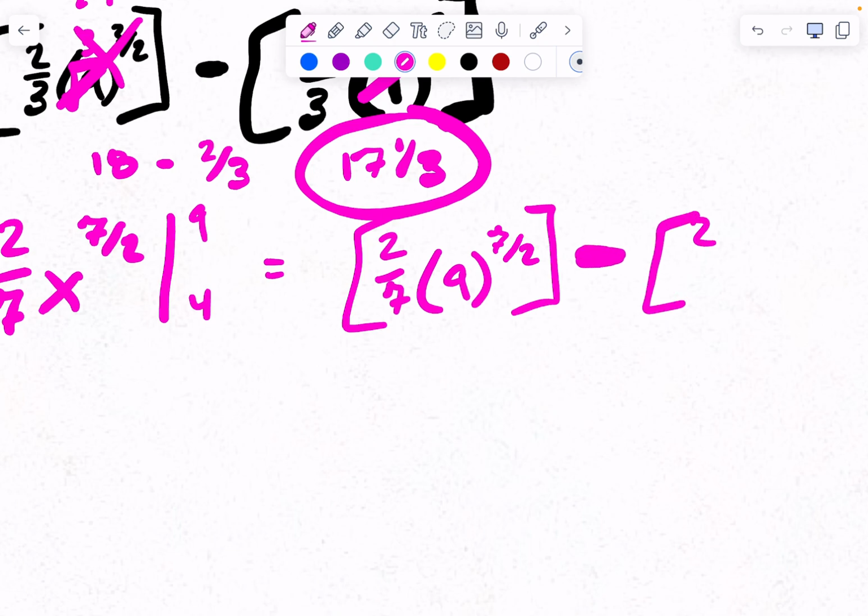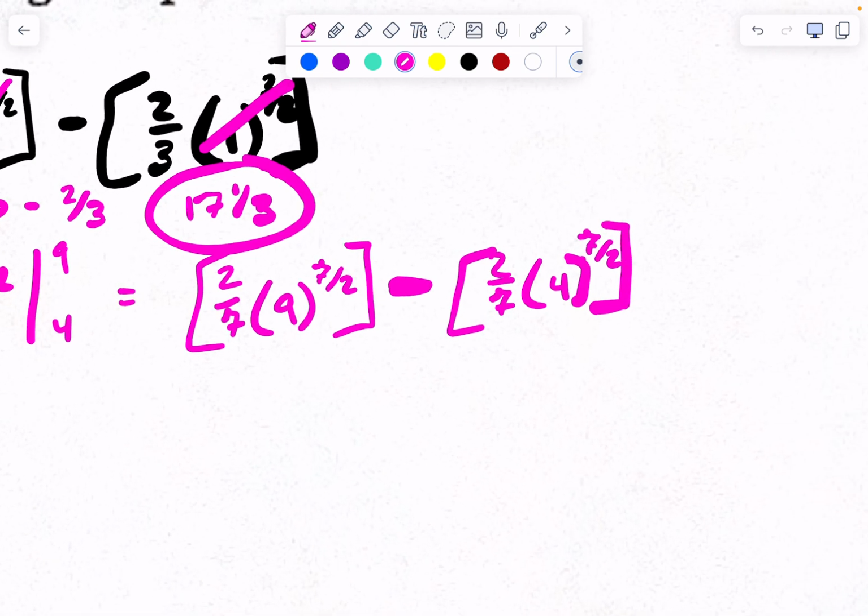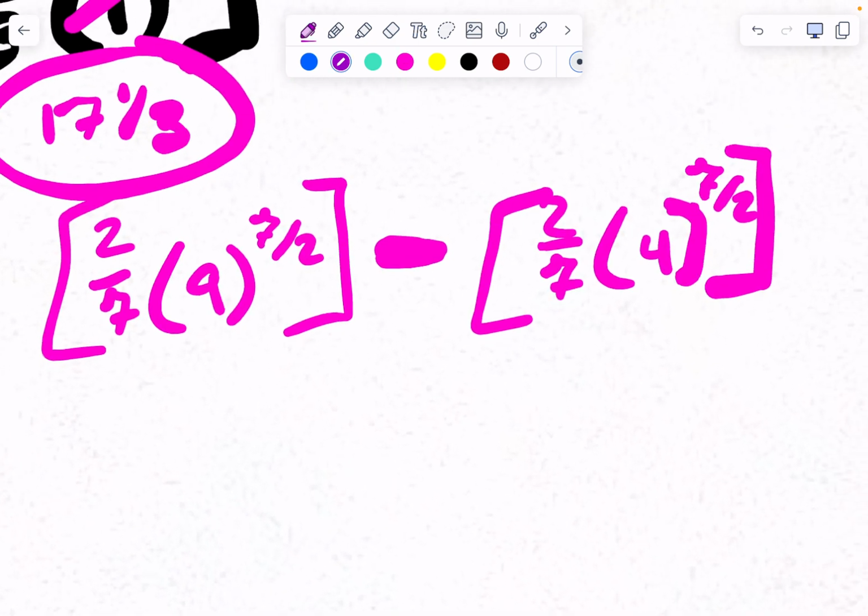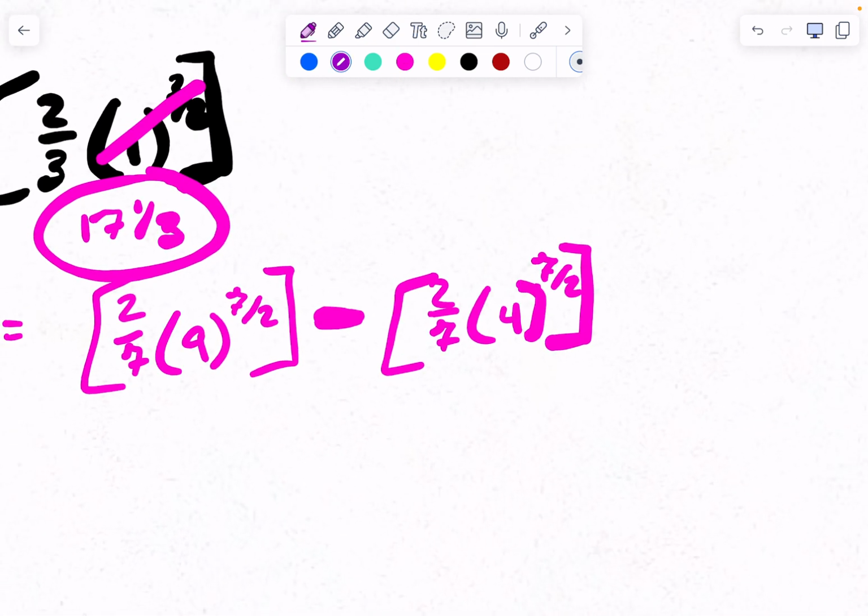Minus 2/7 times... wait, what was the answer for the first one? 7/2. 17. 17 and a third. That's how we got started on thirds. Okay, 7/2 power is the square root to the 7th. The square root of 9 is 3, and 3 to the 7th power is huge.